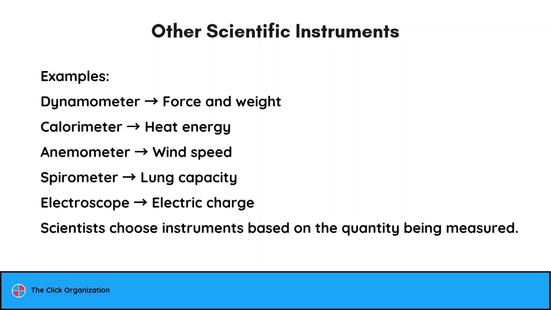Other scientific instruments. Well, let's look at a few more measuring instruments. A dynamometer measures force or weight. A calorimeter measures heat energy transformed during physical or chemical process. An anemometer measures wind speed. A spirometer measures lung capacity and breathing performance, and an electroscope detects the presence of electric charge. Although you don't need to memorize every instrument immediately, it's important to recognize their names and know what each one measures.